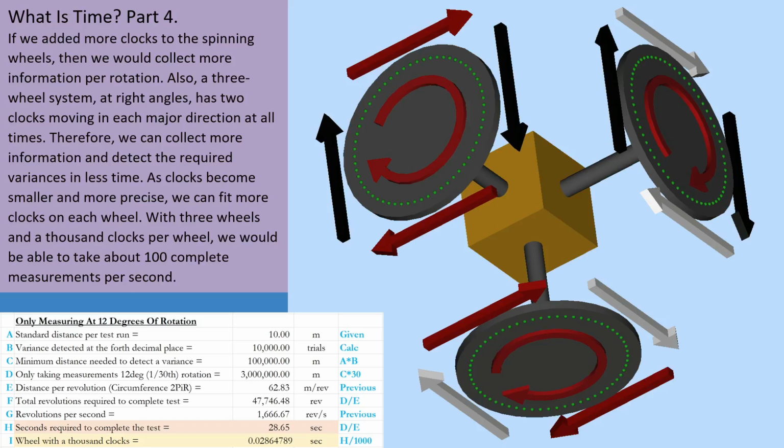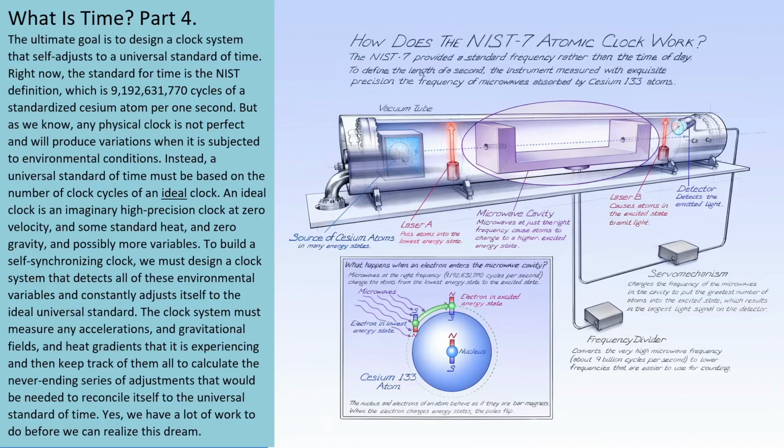As clocks become smaller and more precise, we can fit more clocks on each wheel. With 3 wheels and 1,000 clocks per wheel, we would be able to take about 100 complete measurements per second. The ultimate goal is to design a clock system that self-adjusts to a universal standard of time. Right now, the standard for time is the NIST definition, which is 9,192,631,770 cycles of a standardized cesium atom per 1 second. But as we know, any physical clock is not perfect and will produce variations when it is subjected to environmental conditions. Instead, a universal standard of time must be based on the number of clock cycles of an ideal clock.